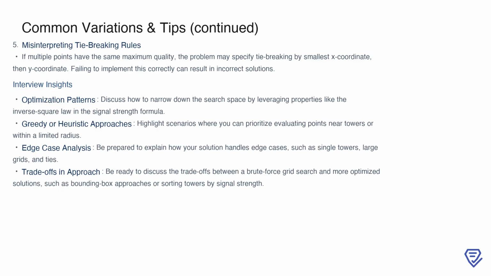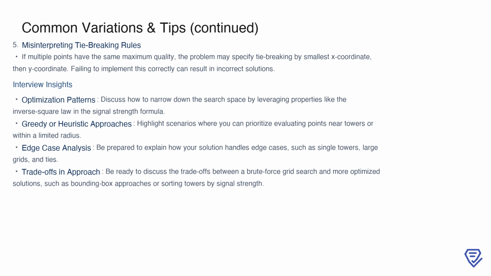From an interview perspective, this problem offers a lot of opportunities to showcase optimization skills. Discuss how you can narrow down the search space using properties like the inverse square law and the signal strength formula, which tells us the signal strength decreases sharply with distance. You can also explore greedy or heuristic approaches, such as prioritizing points near towers or within a limited radius.